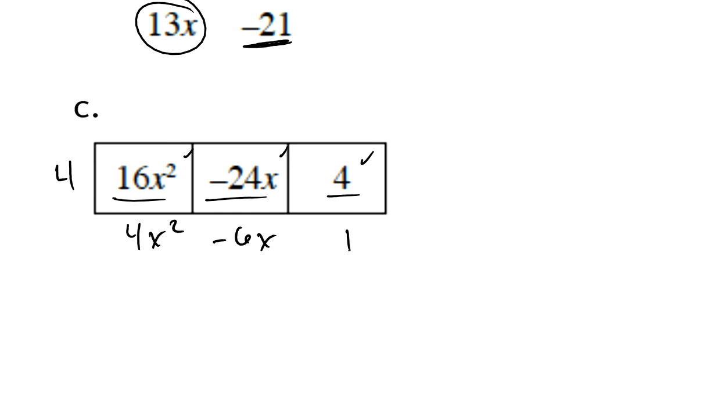So you can see one of your dimensions is 4, and then you're multiplying that times 4x squared minus 6x plus 1. And then just write down what that area is as the sum of the pieces. So you can finish B and D on your own, I'm confident.